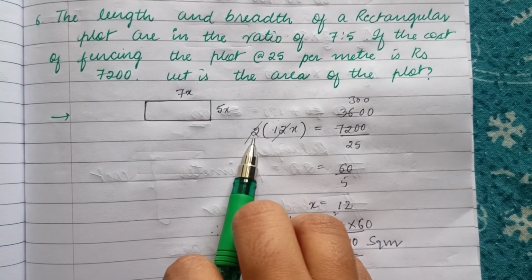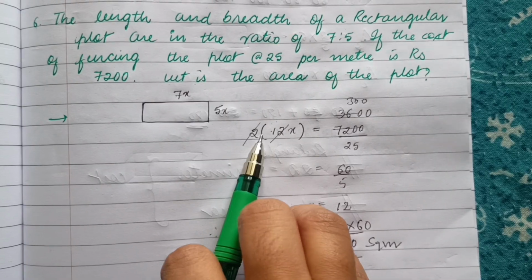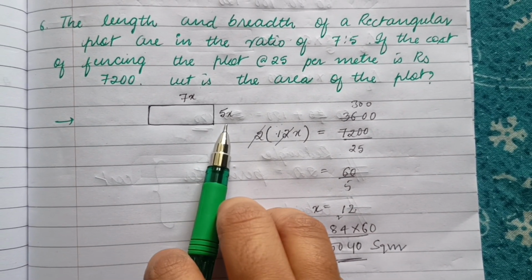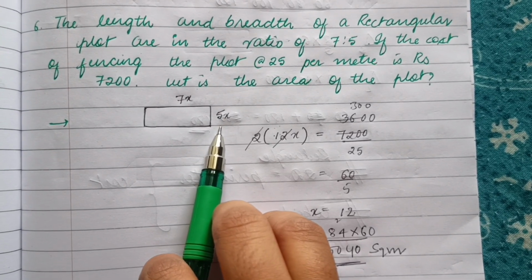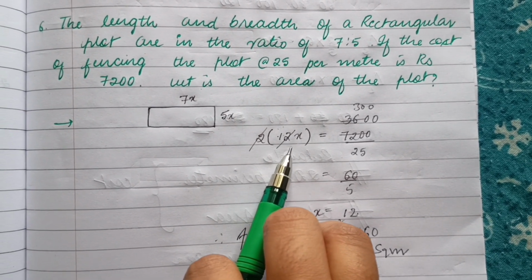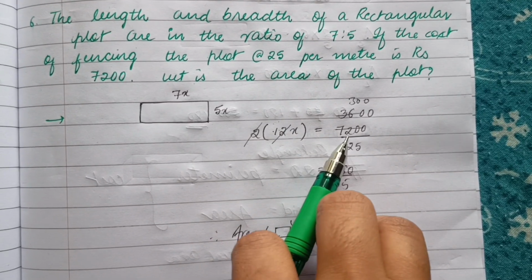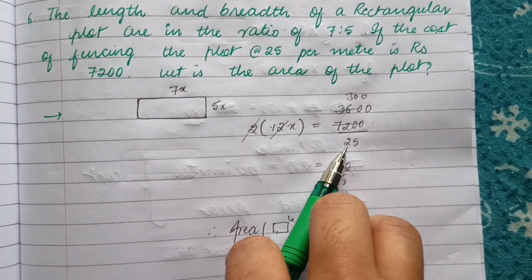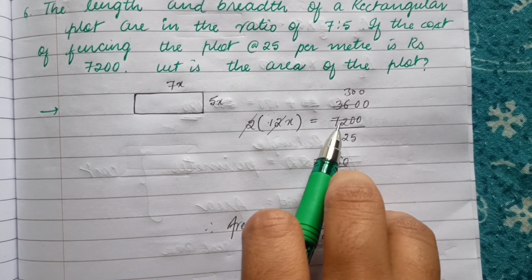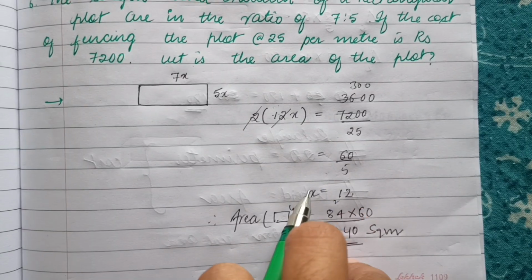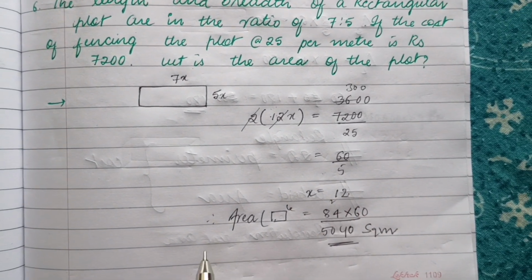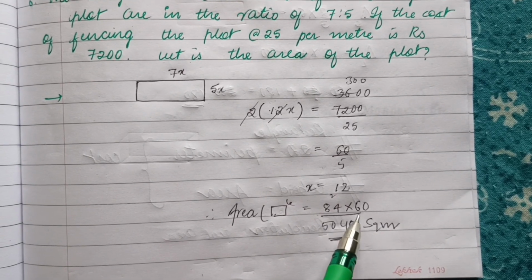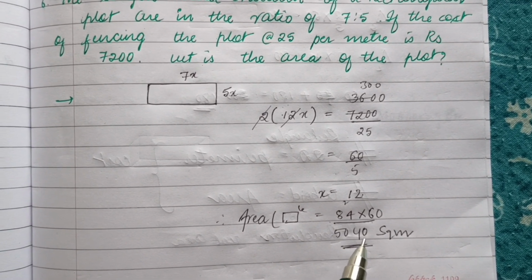So here we know that the perimeter of the rectangle will be 2 into length plus breadth, so that is 2 into 12x, which will be equal to 7200, and per meter they are paying 25 rupees. So if I simplify this, I will get 60x equal to 7200 by 5, therefore x will be equal to 12. And they asked the area of the plot, so the area of the rectangle will be 84 into 60, which is 5040 square meter.